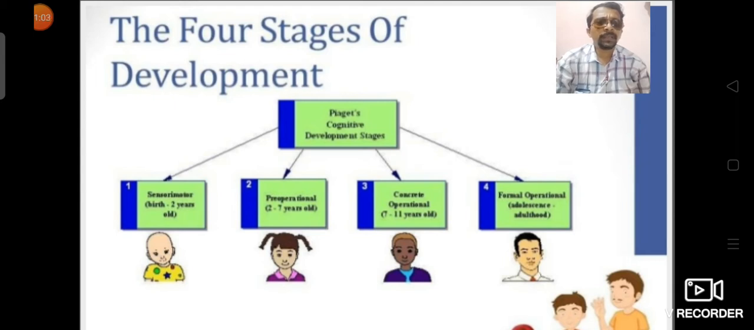Then the second one is the pre-operational period, that is 2 to 7 years. The third one is the concrete operational period, that is 7 to 11 years. Then the last one is the formal operational period, that is 11 years and onwards. Let us see them one by one.